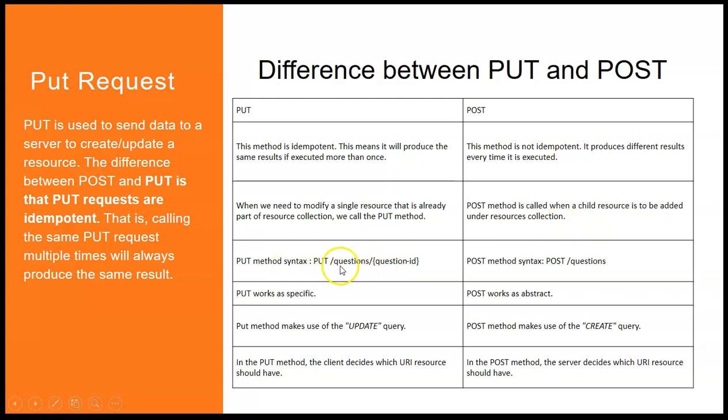Now the syntax: in the put method, we have to pass the ID as well, the resource ID or the question ID or the user ID. But in the post method, we don't have to pass the ID because we are creating a new component at the server. So put is very specific because we have to tell the server which particular resource we want to update. Post is abstract because every time you hit the send button, it will give you a new resource with a unique ID. Put method makes use of update query and post method makes use of create query at the backend. In the put method, the client decides which URI the resource should have, and in the post method, the server decides which URI the resource should have.